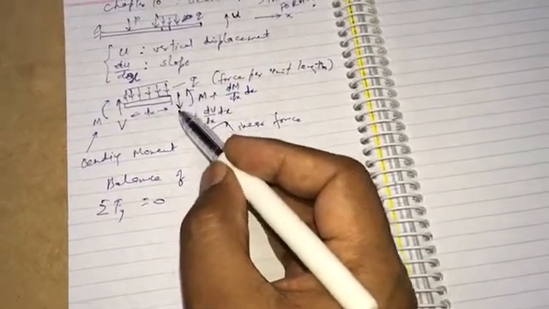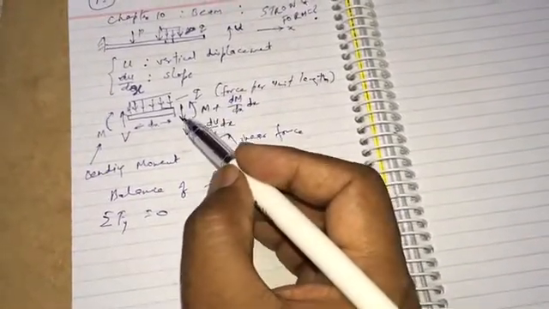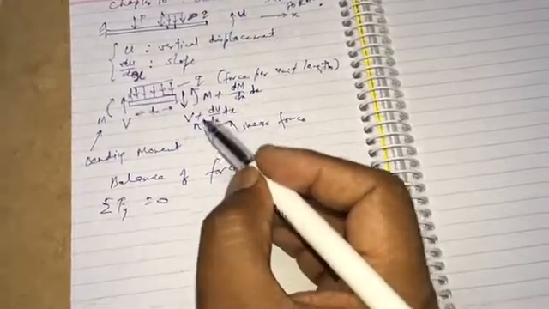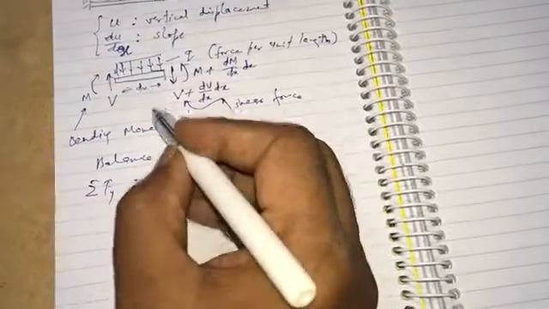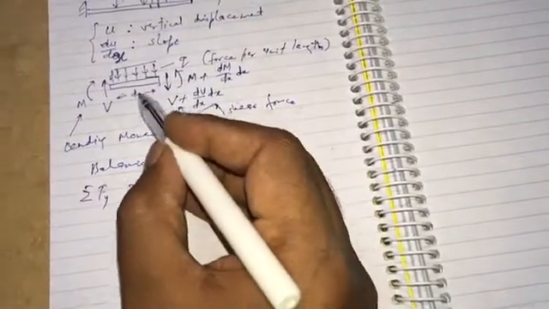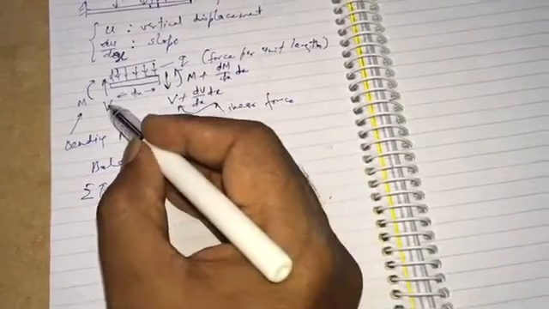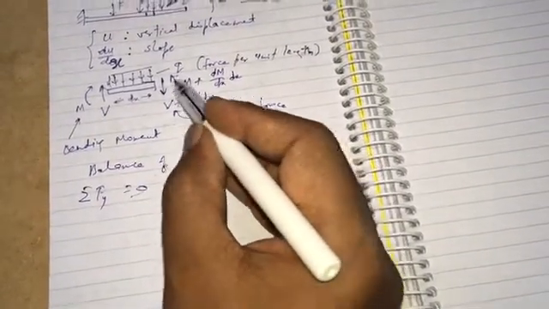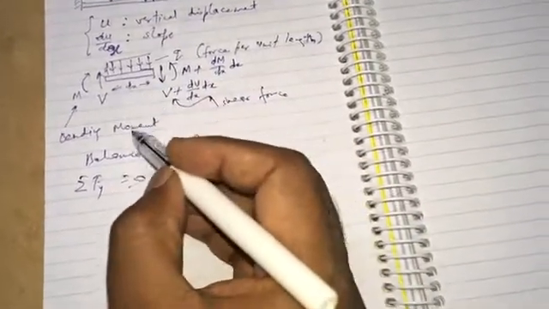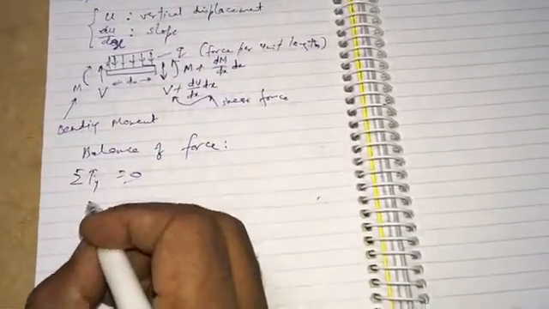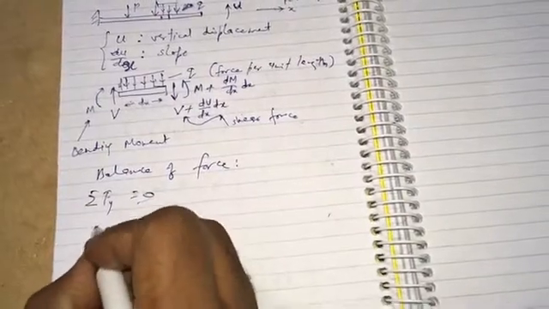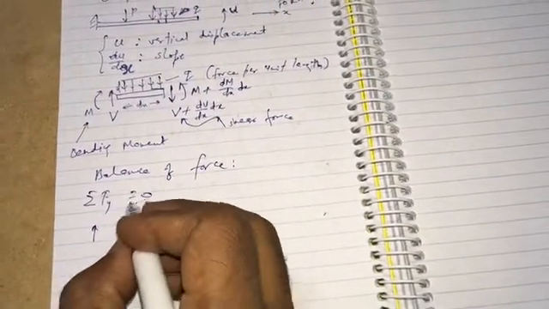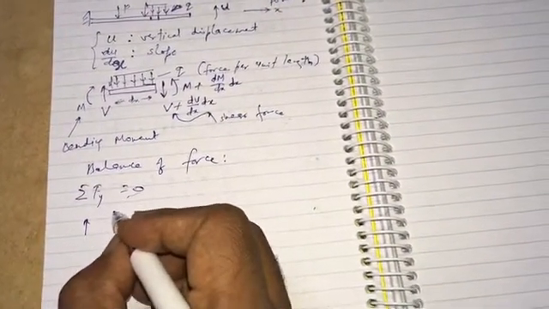This is a pure beam where vertical deflection and slope are the only degrees of freedom. So Fy, the total force in the y direction, has to be 0. Then we have Q, we have V, and we have V plus dV over dx. Only these forces are in the vertical direction. This means the summation of all the forces in the y direction has to be 0.